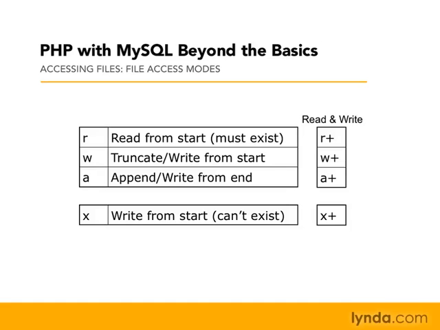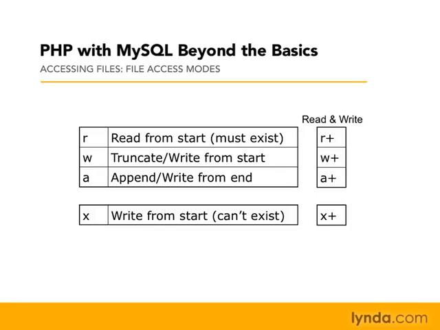For the W plus, it's going to truncate us, put us at the start, but then we can go ahead and read and write from there. And append will put us at the end of the file, but also enable us to both read and write from it. And the same is true for X. So those plus versions are the ones that let us move around in the file and read a little bit, write a little bit, and then keep moving on.